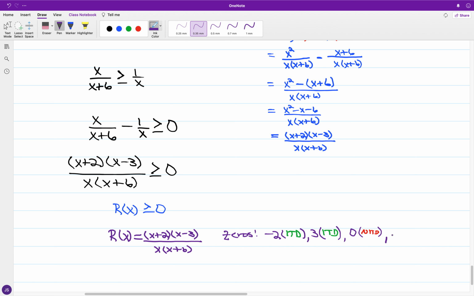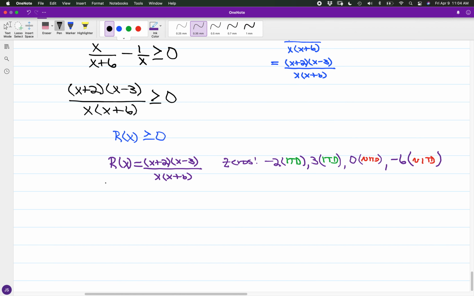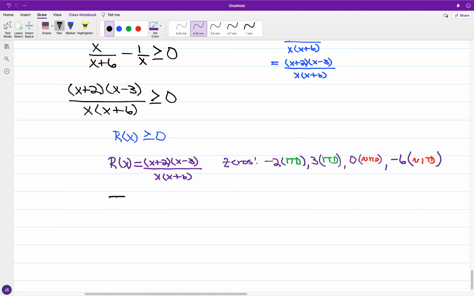And we have with x plus 6, I have x equal to negative 6. And again, we have not in the domain. And so in setting up our interval sections, you have 4 distinct zeros, and the least of these is going to be negative 6.